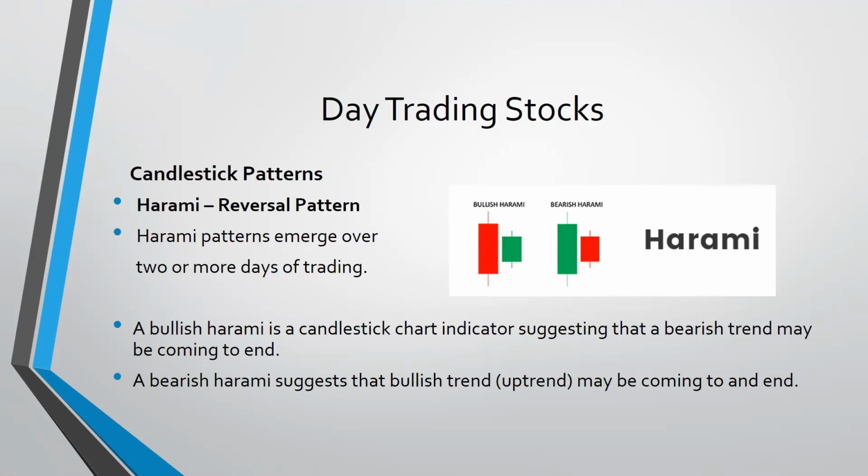Now it is time to look at some patterns. The first pattern is the harami. This pattern occurs over two candles. The body of the first candle completely covers the body of the second candle. A bullish harami is a candlestick indicator suggesting that a bearish trend may be coming to an end. A bearish harami suggests that the bullish trend, uptrend, may be coming to an end.